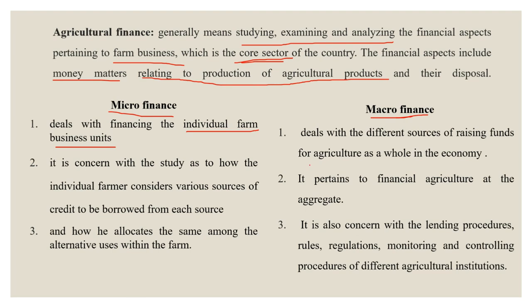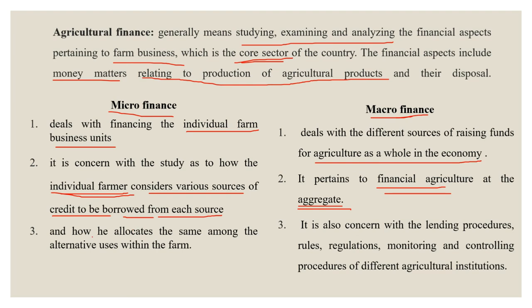Macrofinance is related to agriculture as a whole in the economy. Microfinance is related to the individual farmer. He will borrow credit from different sources. How the individual farmer will get credit from the different sources of credit comes under microfinance. Financial aspects related to the aggregates come under macrofinance.